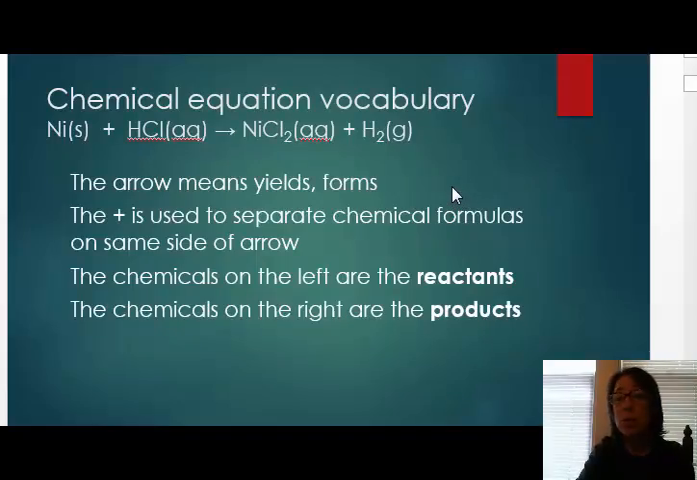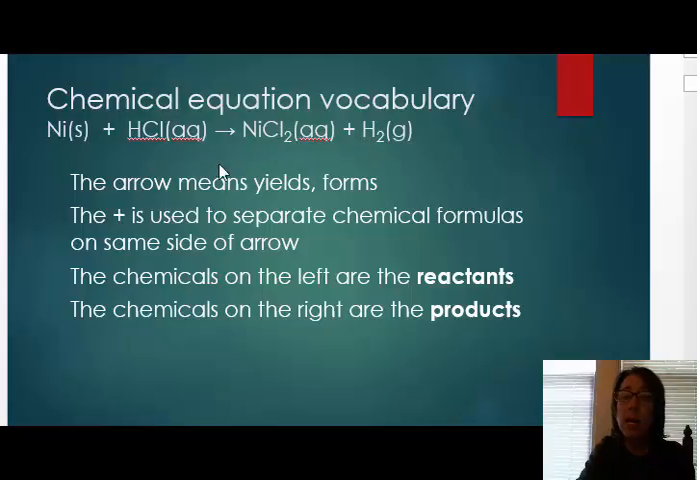Let's look at chemical equations in more detail. The arrow means a change. In a chemical equation, the arrow is often translated as forms or yields. The plus symbol is used to separate chemical formulas on each side of the arrow. If there is more than one chemical formula on a given side of the arrow, you must use the plus symbol. A chemical equation represents a change or something which occurs in time.